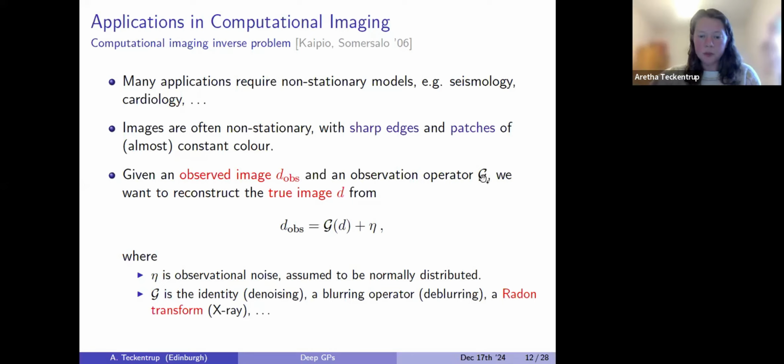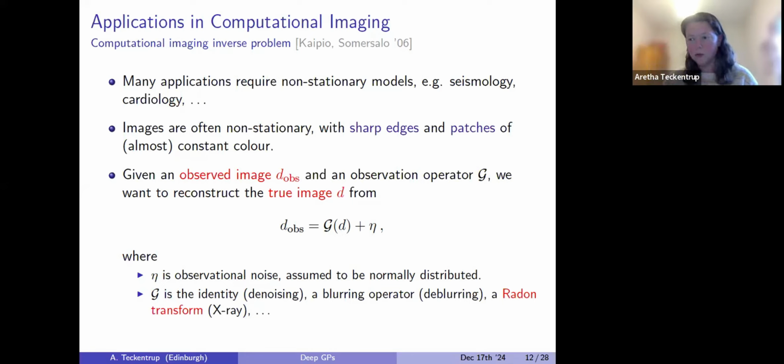Okay. So in imaging, what we want to do, if you want to write it down in abstract form, you can write it as this inverse problem. We're going to have an observed image, which I'm going to call d-obs. That is related to a true image D through an observation operator G. What this G is depends on the application. And then you usually assume that you have some noise in the observation process as well. So the eta here is observational noise that usually comes from interference.